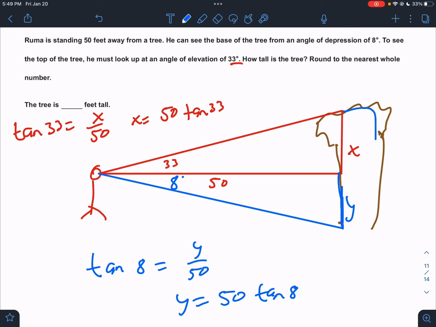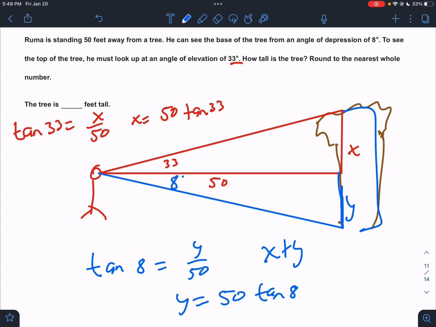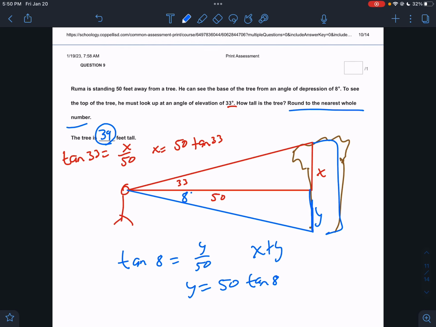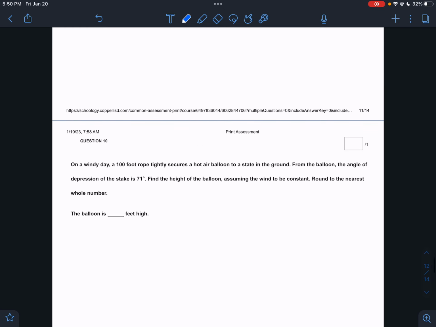So what is the height of the tree? It's going to be the total distance from x plus y. So 50 tan 33 plus 50 tan 8. And it says round to the nearest whole number, 39.4 rounds to 39. There's the situation. I know that's a tricky one. We've had one just like that. Hopefully it's making more sense the more you do it.